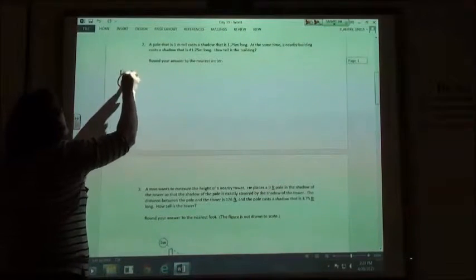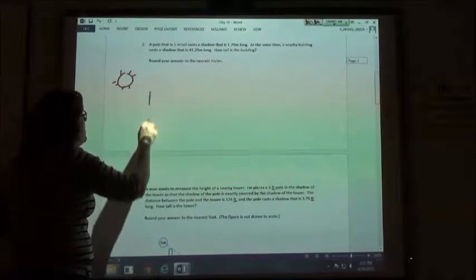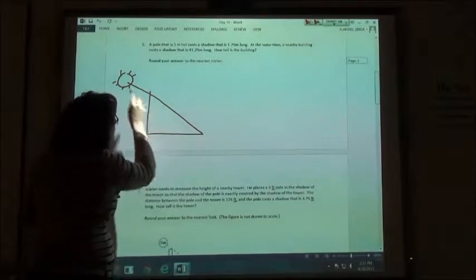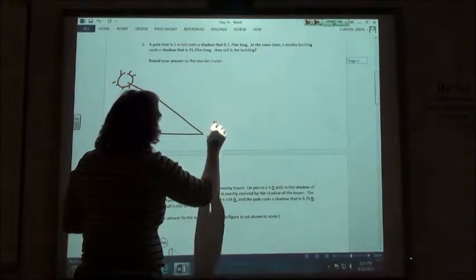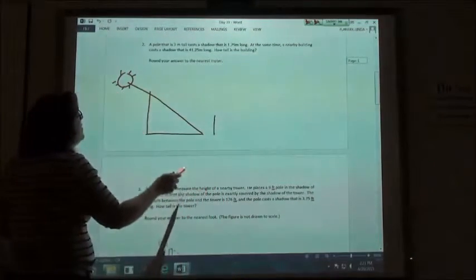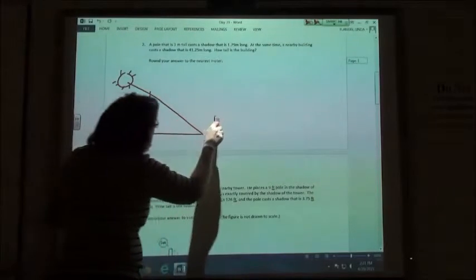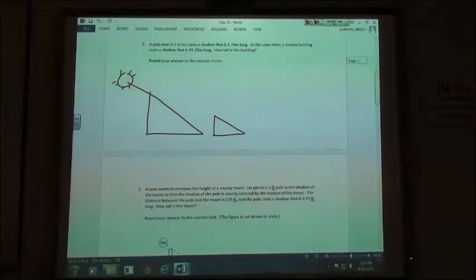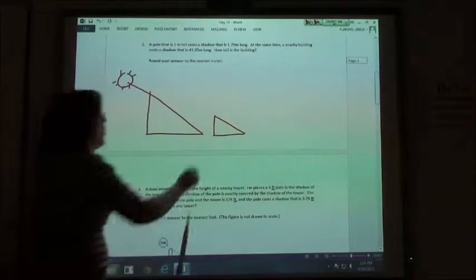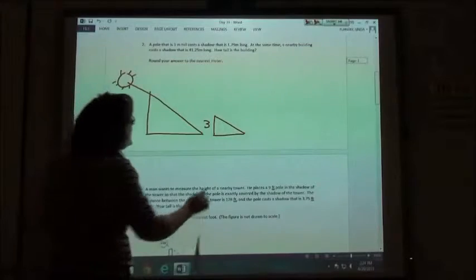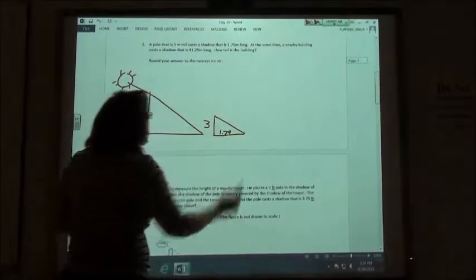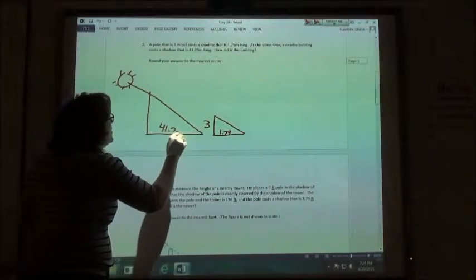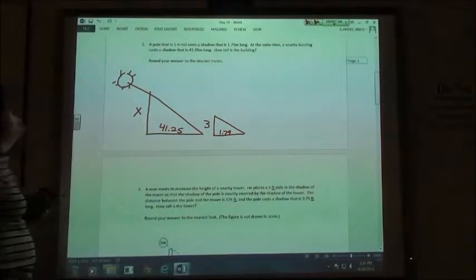So if my sun was up here, and I have my building and the sun's rays coming down making a shadow, and I have my pole and my sun's coming down, I could draw it in the same spot, but it's going to make the shadow. And I've got my two similar figures kind of like on that previous one. My pole was 3 meters tall. It had a shadow of 1.79 meters. My building shadow is 41.25, and we want to know how tall my building is.